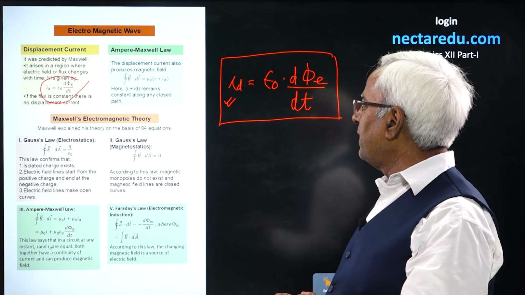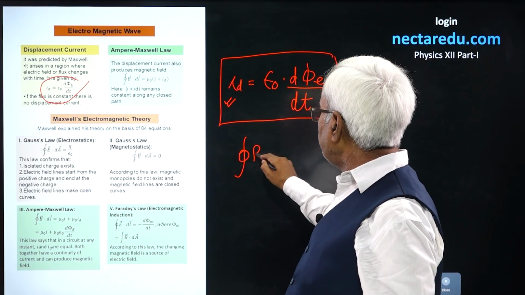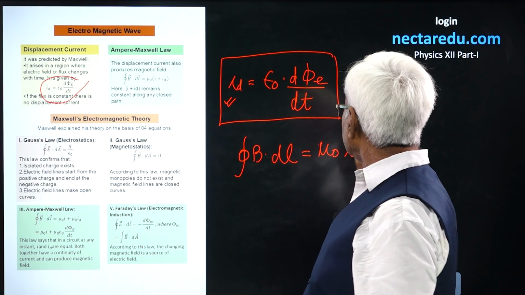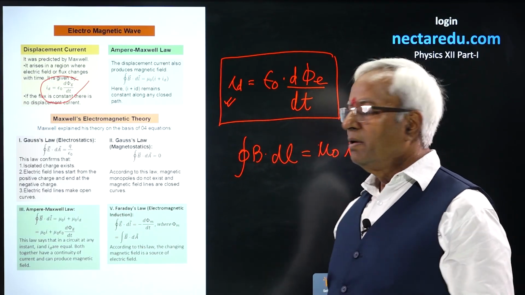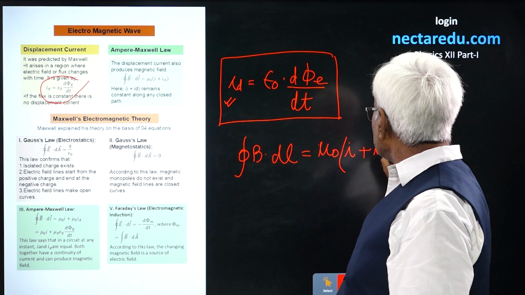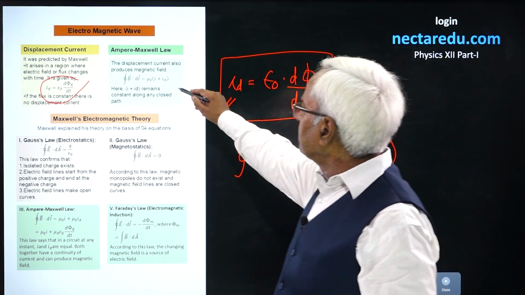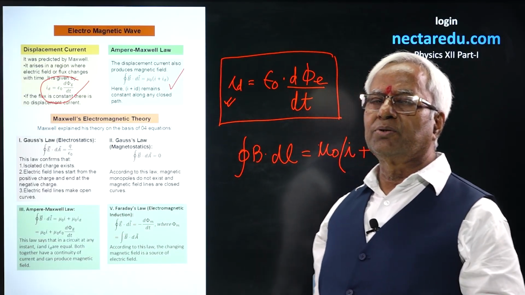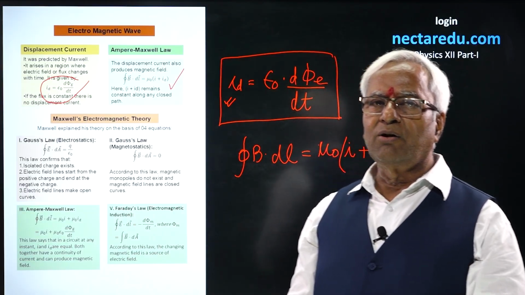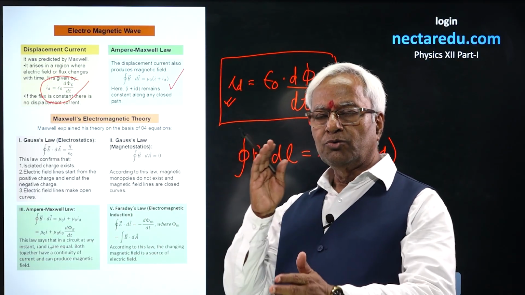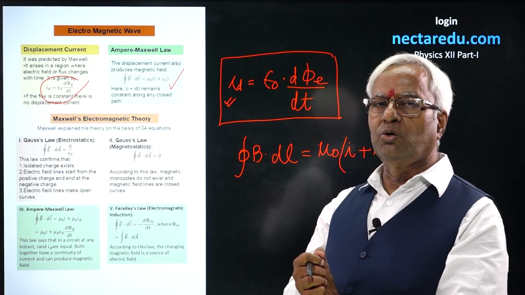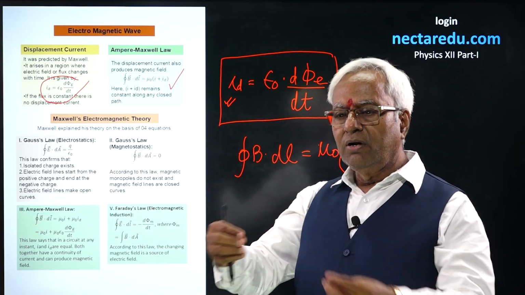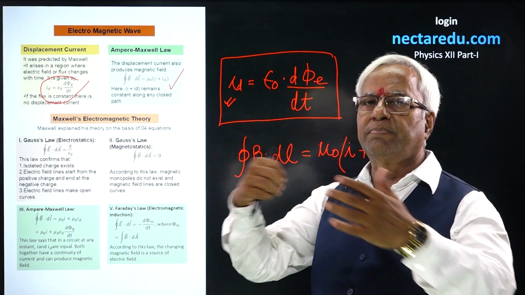Ampere-Maxwell law. Simple Ampere's law is the integral of B dot dL equal to mu naught I. This is Ampere's law. But if you add displacement current also, it becomes Ampere-Maxwell law. It means Ampere's law stands only for the conduction current, but when you add displacement current along with conduction current, it is generalized and becomes common for all, that is, for both conduction and displacement current.